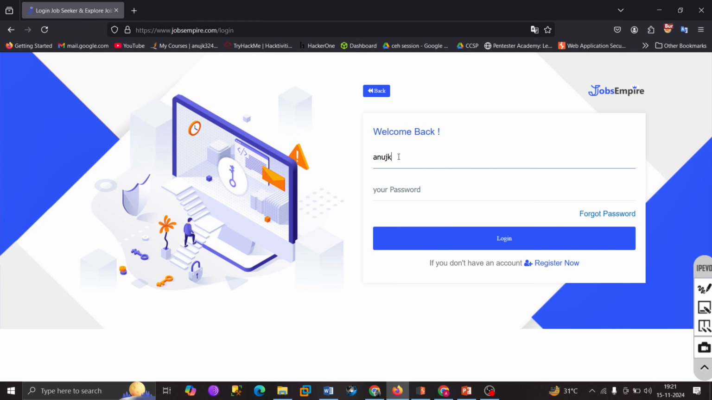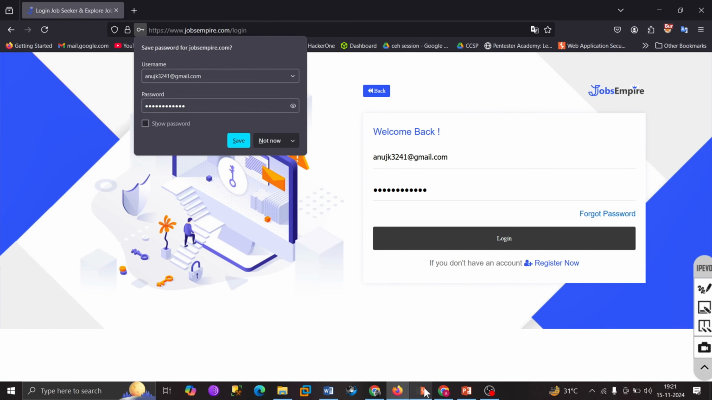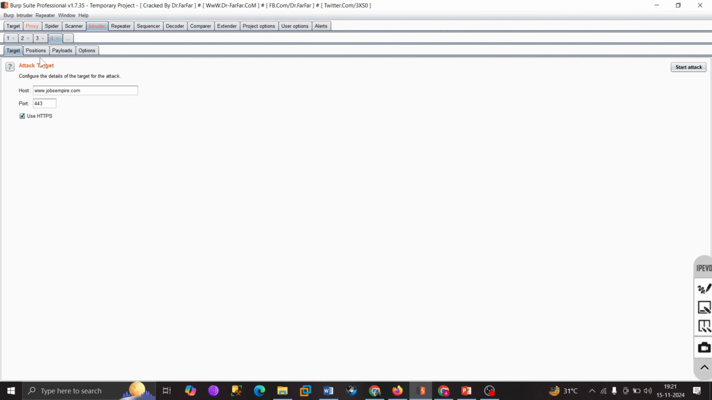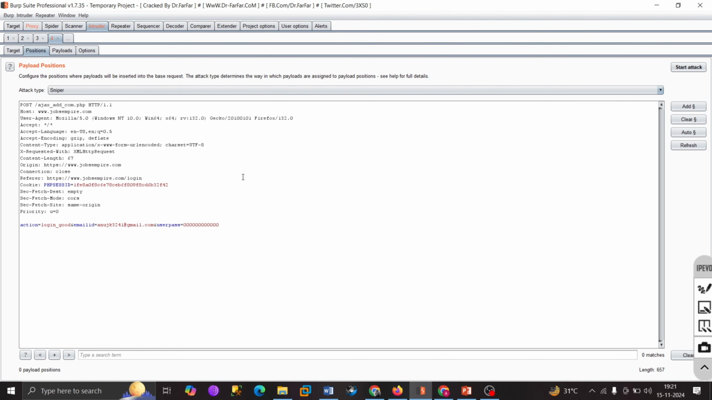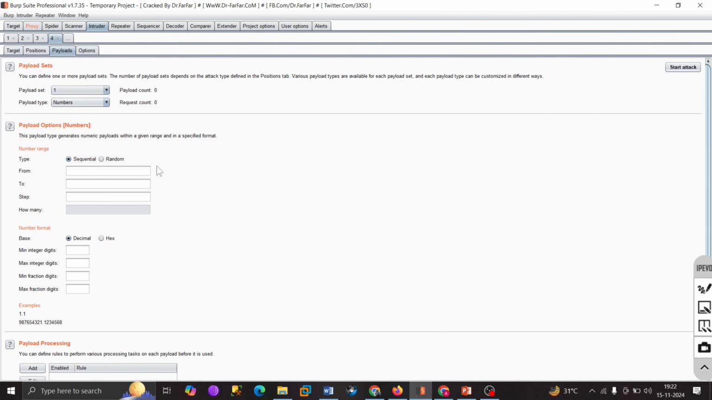Put my credentials, password like anything. This is actually a wrong password, right? Okay, intercept on, intercept the data. I got it. Send to the intruder. Okay, clear all those things. Add the target. Go to payload. Target is number. So set number.